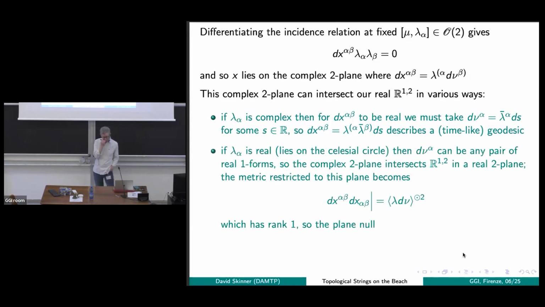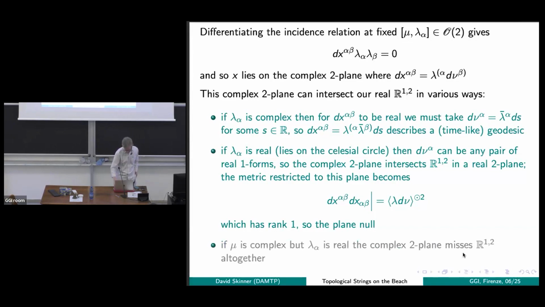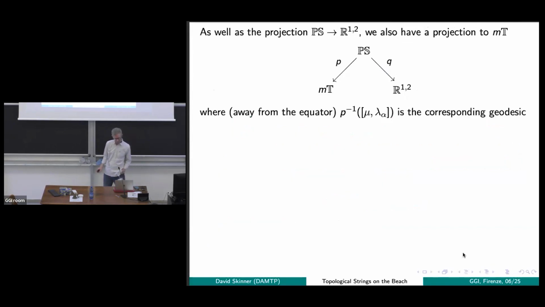On the other hand, if lambda is already real, then d nu isn't constrained to be anything other than again real. And so now the complex 2-plane intersects real Minkowski space in a real 2-plane. And if you look at what the metric on that real 2-plane looks like, you'll find that real 2-plane is null, contains a null direction. Okay, some subtlety in various situations.